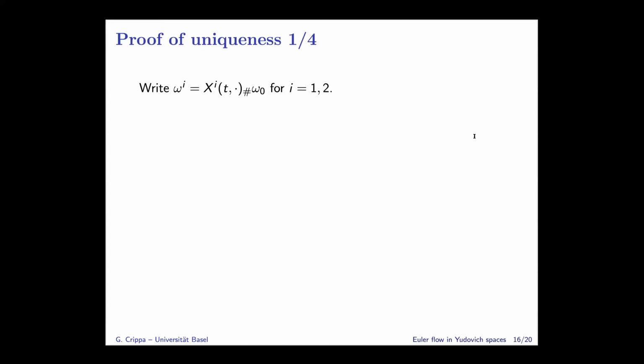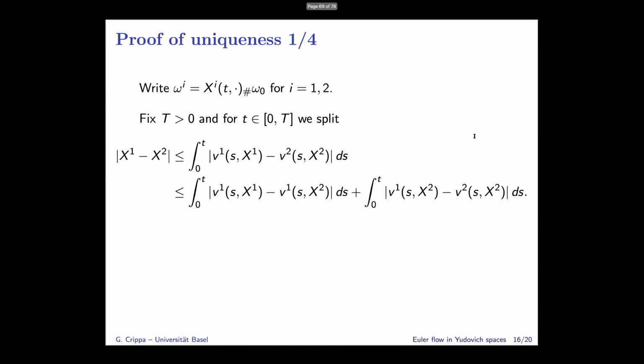Okay, so I give a sketch of the computations that we have in the proof, and this will be the last thing I do in this talk. I have two vorticities, omega 1, omega 2. They are Lagrangian, so they are transported by flows, X1, X2. I write it, and then I fix 0, T. I fix capital T. I compare the two flows.